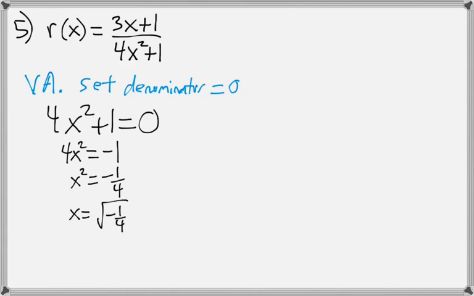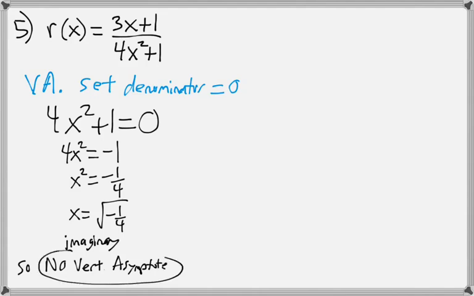And we get the square root of a negative number. Now we are not considering imaginary numbers in this. So this is imaginary. So what that actually means, because we're getting an imaginary number, it means that there's no vertical asymptote. So normally we'll just get a number here, but if you get an imaginary number, it means that there's no vertical asymptote.